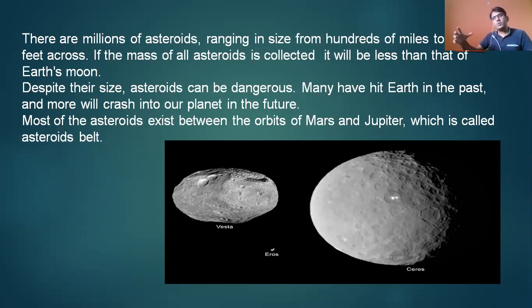But the particular orbit or particular place or the zone where most of the asteroids are found, it is called the asteroid belt. It is between Mars and Jupiter. So ज्यादातर ये जो asteroids हैं वो Jupiter और Mars के दरमियान पाए जाते हैं. इस खित्ते को, इस जोन को, इस बेल्ट को हम एस्ट्रॉइड्स बेल्ट कहते हैं.